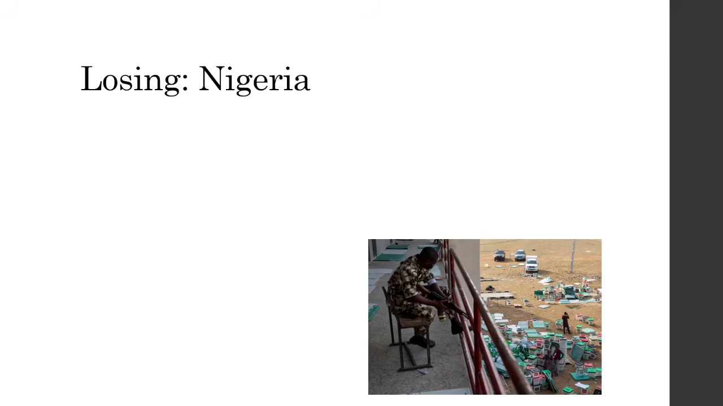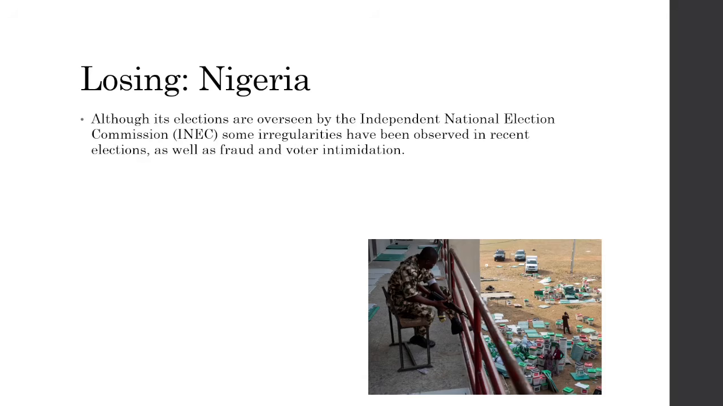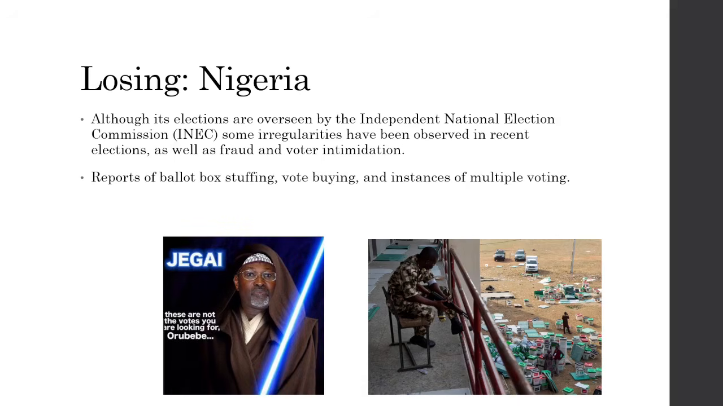How has Nigeria lost legitimacy? Look at this picture here. This picture doesn't look good. I mean, that guy's got a gun. Although the elections are overseen by the Independent National Election Commission, the INEC, there have been some irregularities within some past elections, like fraud and voter intimidation. It's like, hey, I'll pass you $5 if you vote. No, it's more like, I'll kill you if you don't vote this way. I guess that makes sense of what that gun's for.